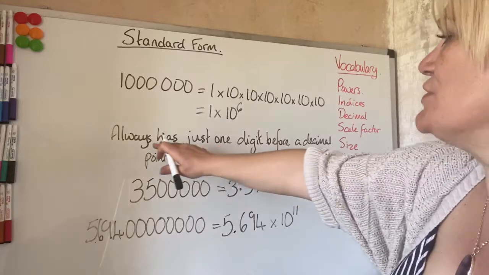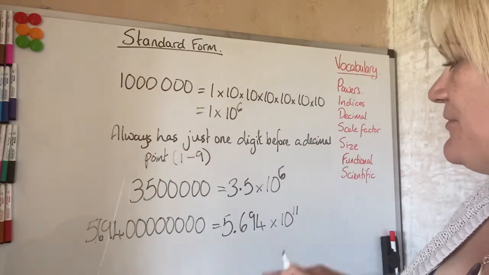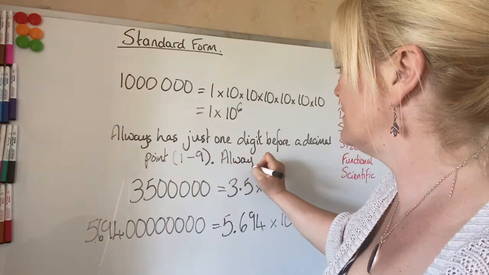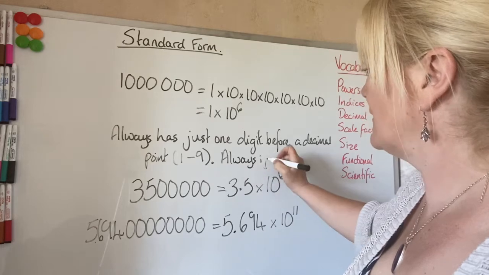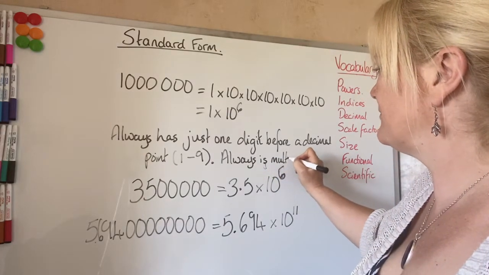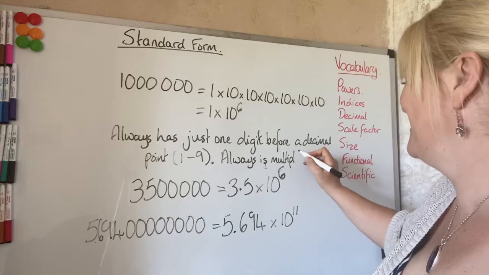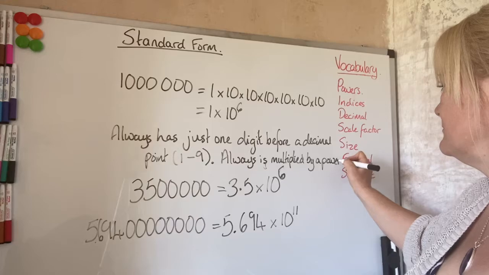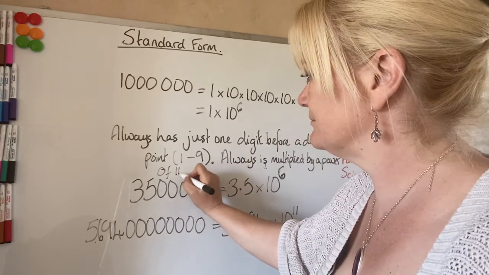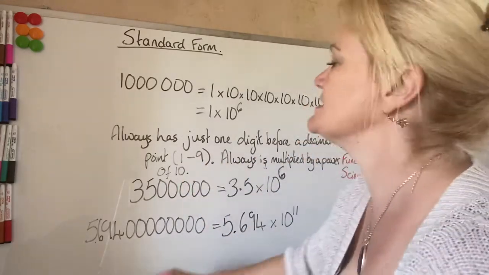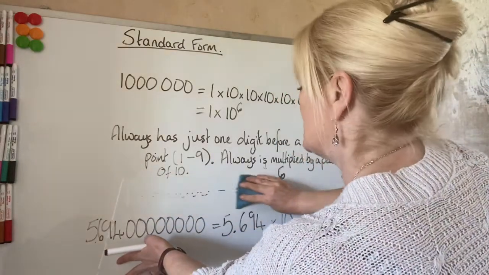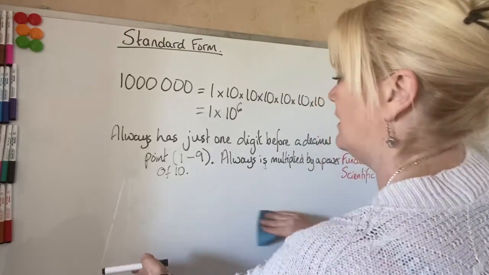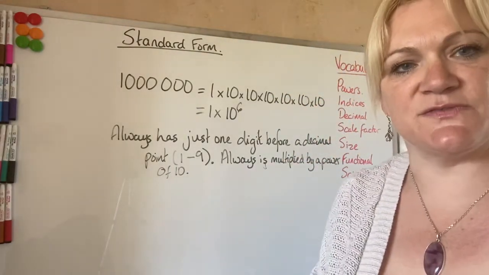Okay, let's finish these notes. So it always has just one digit before a decimal point, and it always is multiplied, I can't spell, by a power of 10. Let me rub these numbers off underneath to help you make your notes so that you can read what I've written nice and clearly. And that's the two basic principles of standard form.